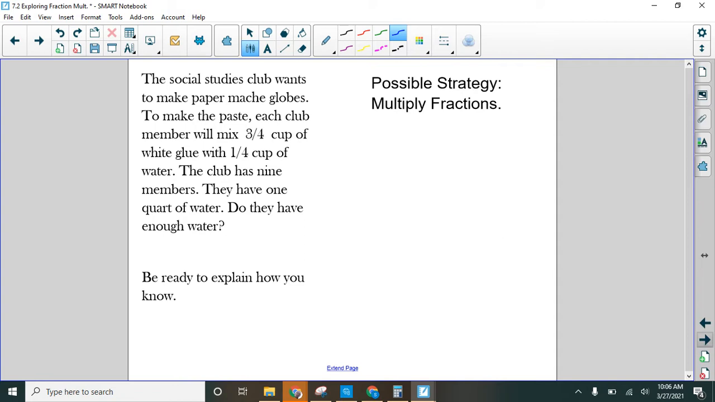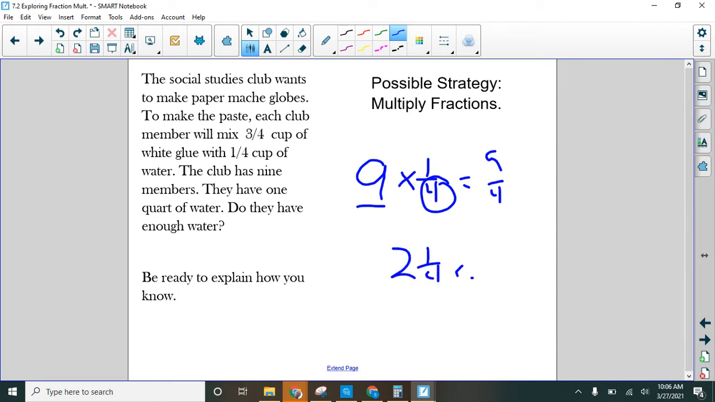The last thing that you could have tried, and we experimented with this just a little bit in lesson 6.13, is to multiply the fractions. And if you remember, when you multiply a fraction times a whole number, we're going to keep the denominator the same, and we're going to multiply the whole number times the numerator to get 9/4, which equals 2 1/4 cups.